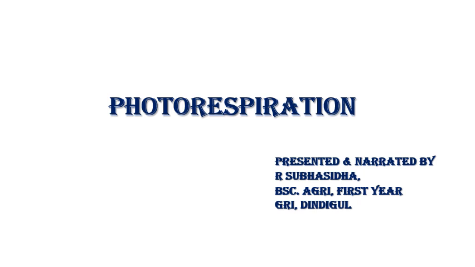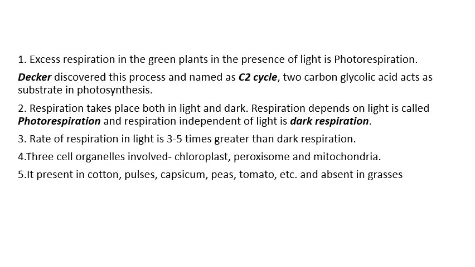Good morning, everybody. Let us see about photorespiration. From this heading itself, we can easily understand its definition. That is, excess respiration in green plants in the presence of light is called photorespiration. It was discovered by Decker and he named this process the C2 cycle because a two carbon group is involved in this.